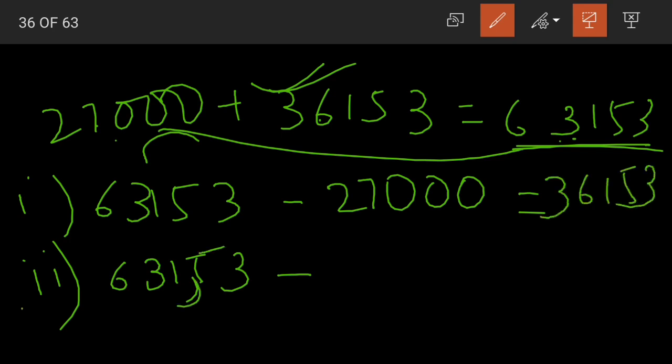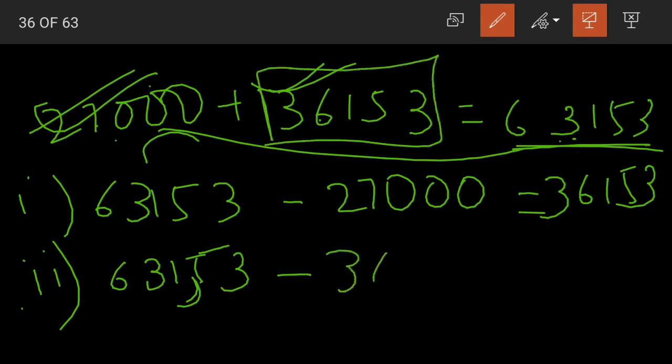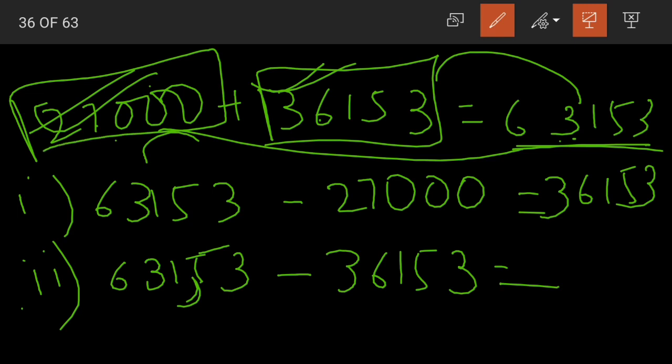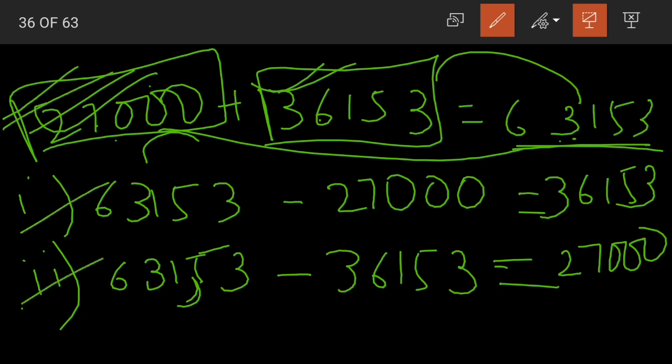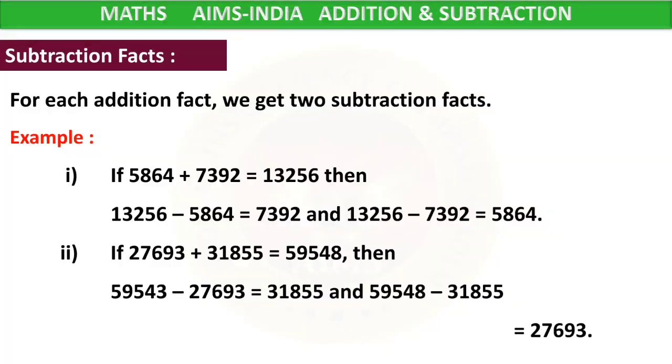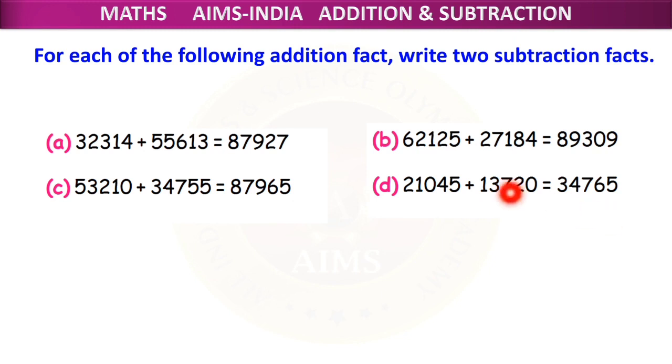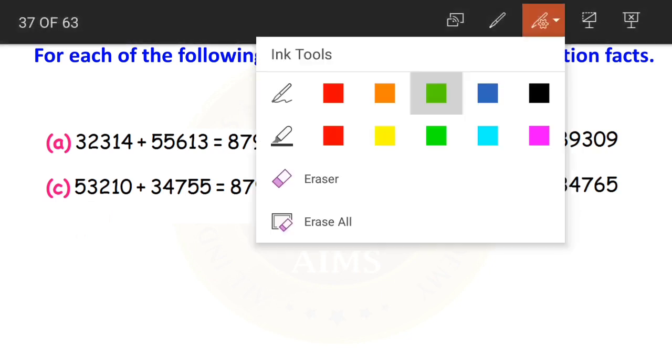Again, in the second subtraction fact, we have already subtracted this. Now let us subtract the second addend, 36,153. Now again, sum minus addend gives us what? It gives us the other addend, which is our 27,000. Clear, children? For one addition fact, we wrote two subtraction facts. Again, let us solve some more examples so that this topic is very much clear for you.